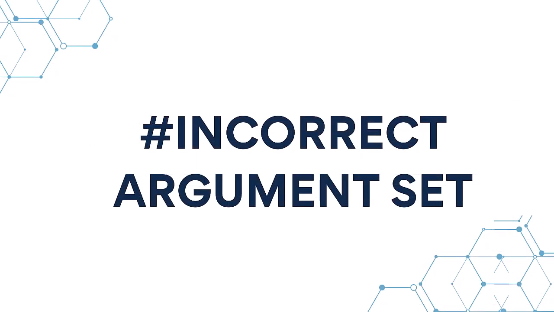The next error is the incorrect argument set error. This error has multiple possible causes. Possibility number 1 is, for functions that take 2 ranges, the range sizes don't match for the function. Possibility number 2 is, the function is missing an argument. And the last possibility is, there is an extra function in the argument.